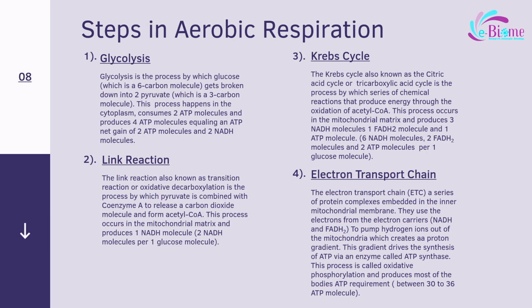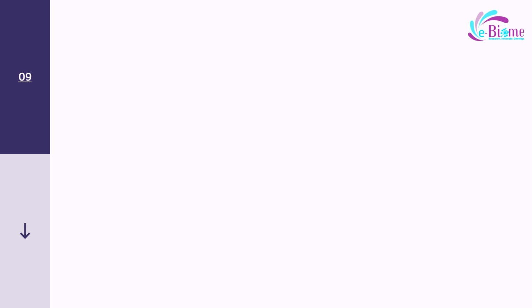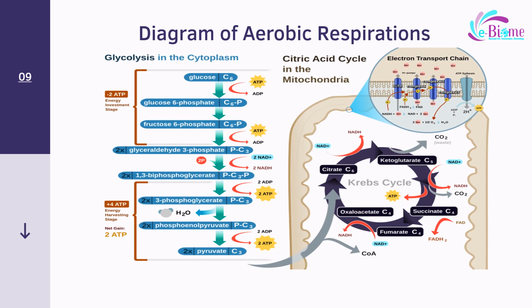This is the entire process of aerobic respiration. This is a diagram of the entire process: glycolysis, the link reaction, Krebs cycle, and the electron transport chain. All these processes work together to create the ATP that your body needs, or any organism needs, to stay alive and healthy.